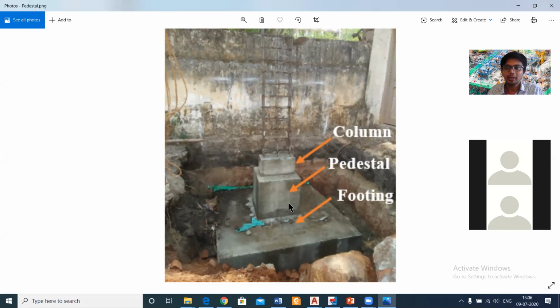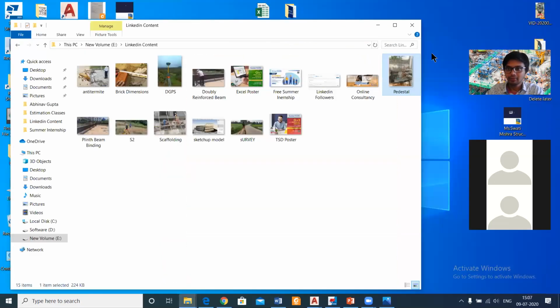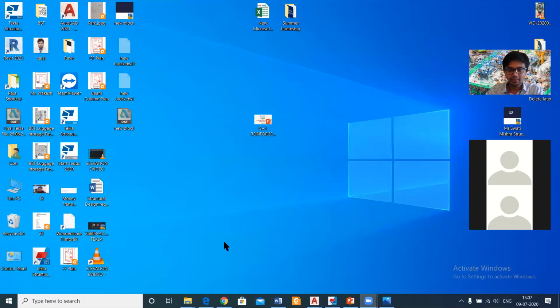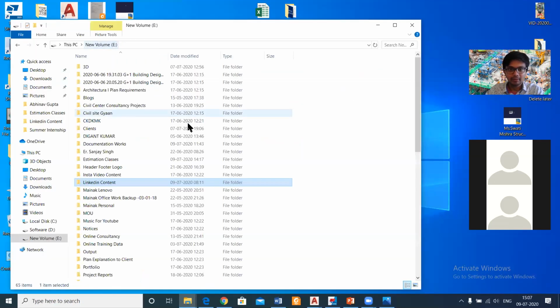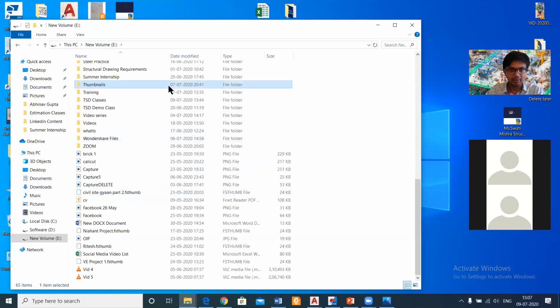Before telling the difference, let us discuss why the pedestal is provided. Both column and pedestal are compression members, and the pedestal is a member the effective length of which doesn't exceed 3 times the least lateral dimension of the column. So what is it exactly? Let us just go through this.